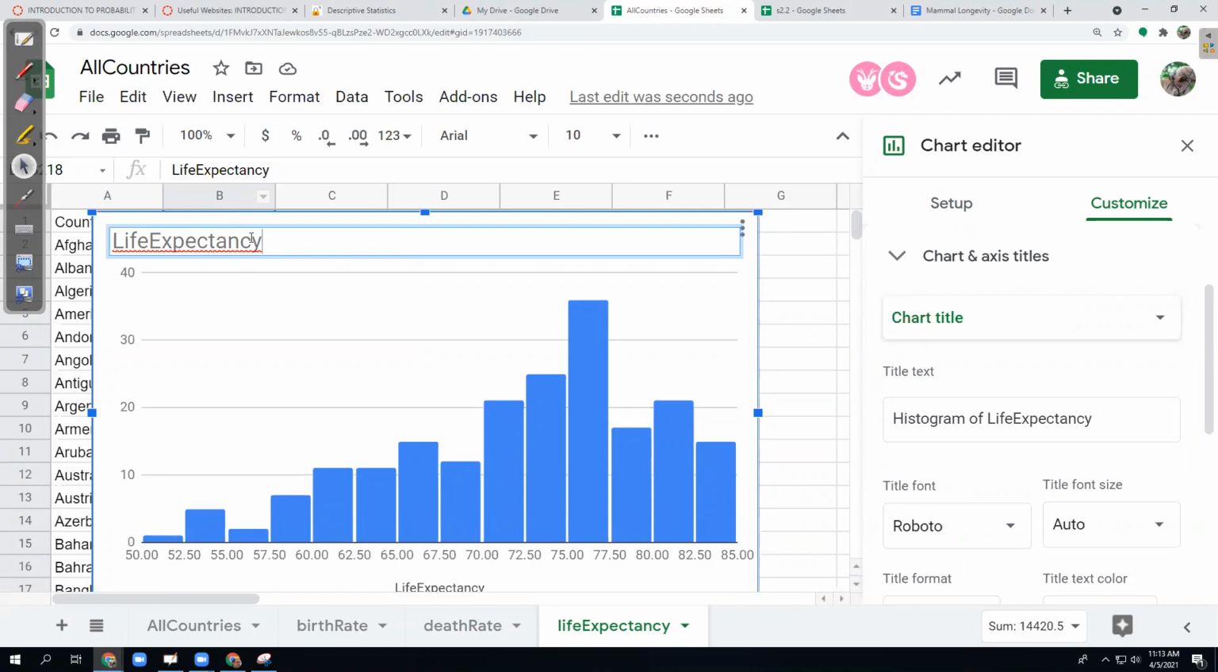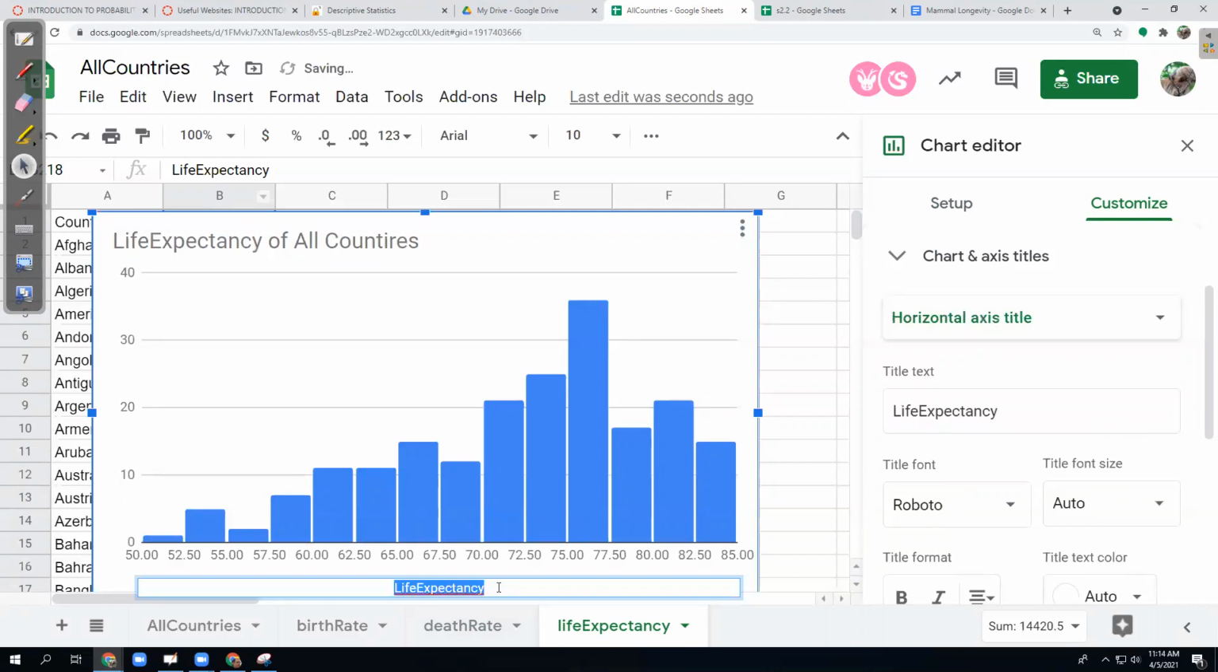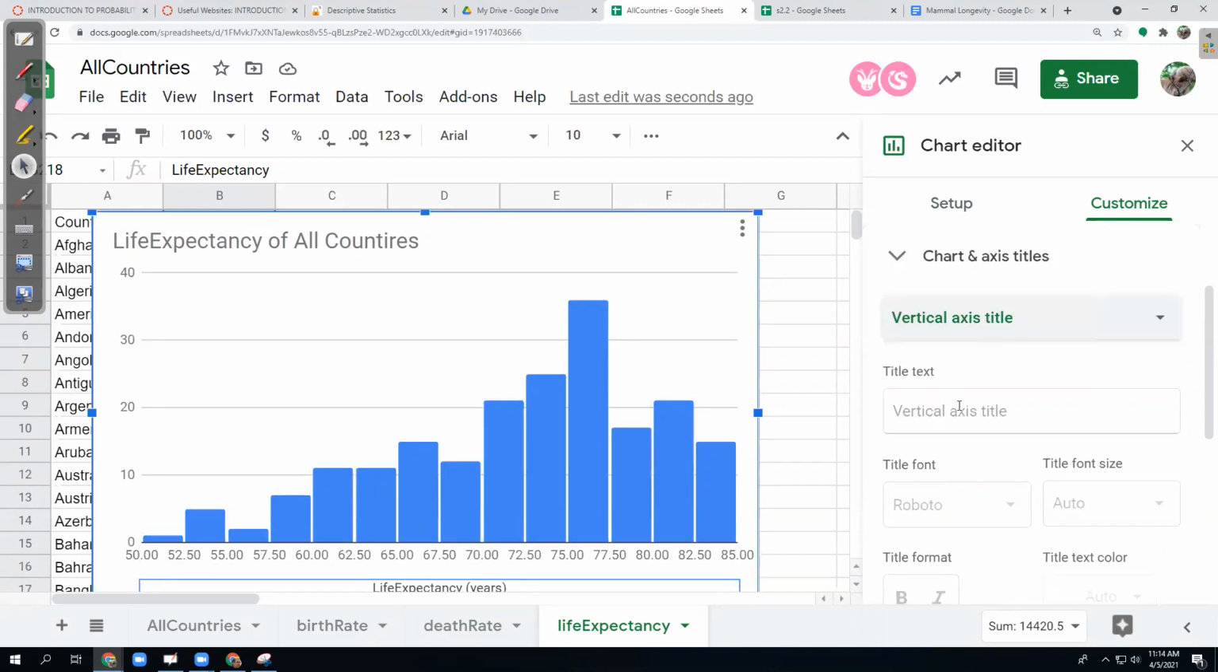Life expectancy, and I probably want to be a little bit more clear. That would be in years. Sometimes it's nice if you have a verbal description to say what it's measured in. It's not obvious. And this again would be the number of countries.